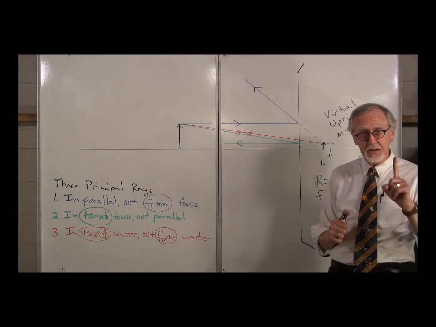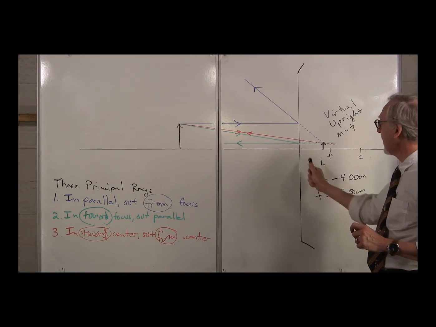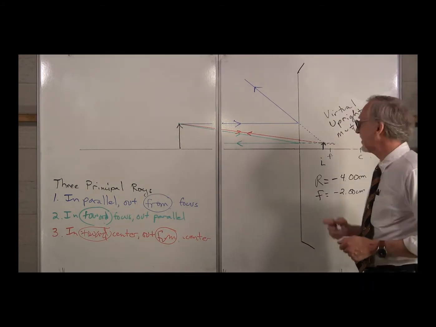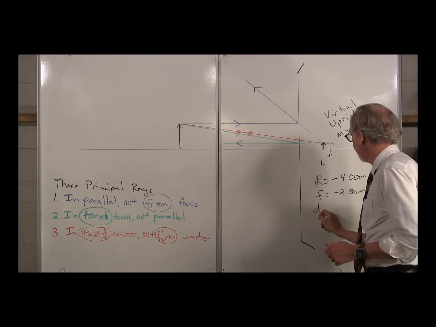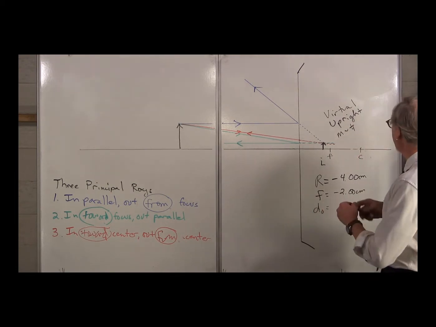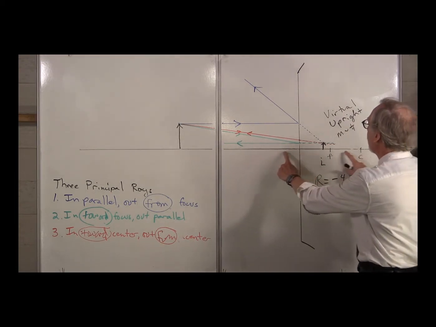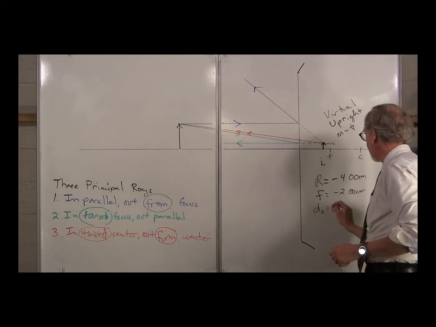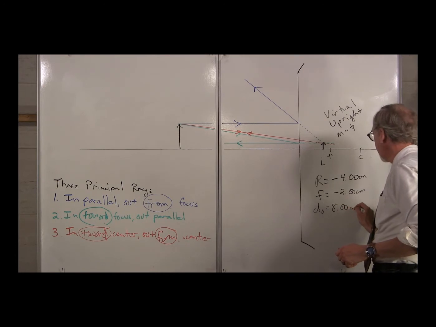Very important point. What does this mean? The focal length for a convex mirror is negative. What's the object distance then in this case? The object distance would be, well, if this is 4, the way I drew it, the object distance is 8. So we'll say the object distance is 8 centimeters.